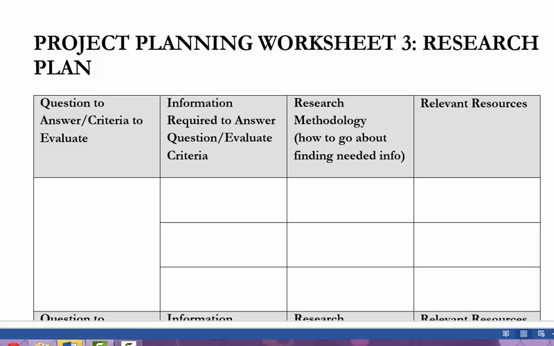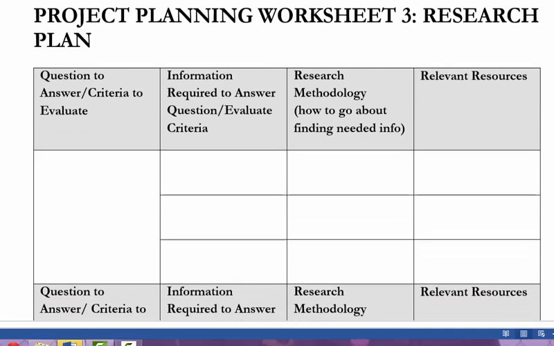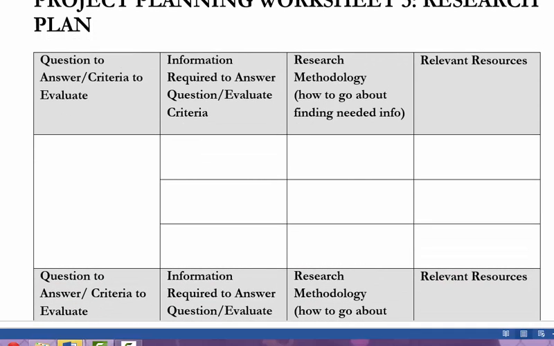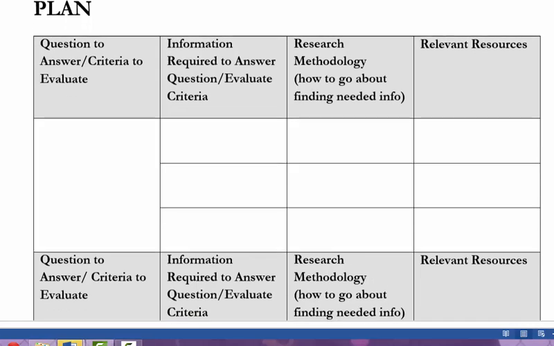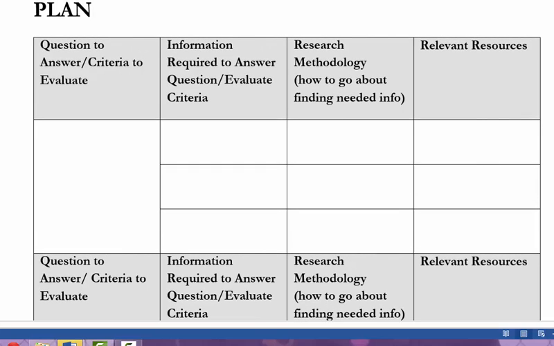In the third worksheet, we're going to think about the research that you're going to need to perform. So all your research is going to be shaped around a series of questions. So any question that you need to find the answer to, you'll write down in the question to answer / criteria to evaluate. You'll think then about what you need to find the answer to that question. Then you'll need to think about, okay, so I know my question, I know what information I need to be able to answer that question. So then what's my research methodology?